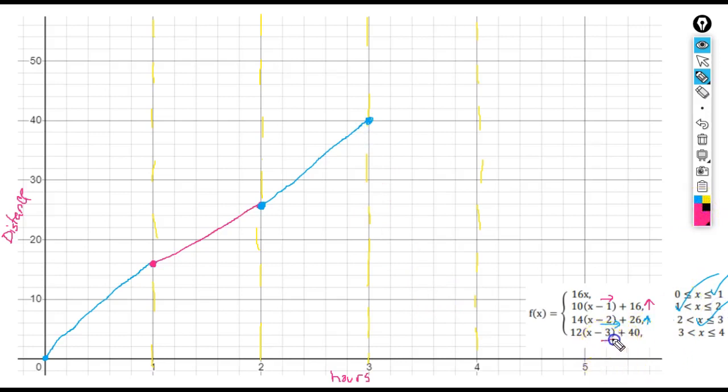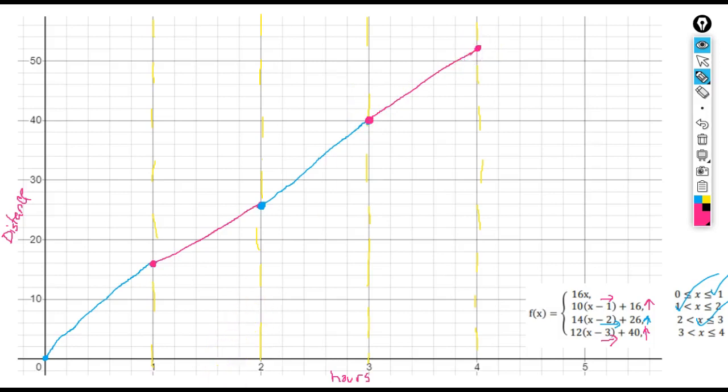This one also is not at 0, 0. It's going to go to the right 3 and up 40. And then it has a slope of 12. 2, 4, 6, 8, 10, 12, and over 1. And so that gives us the last piece of our graph.